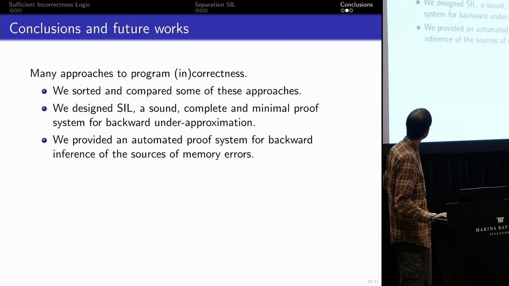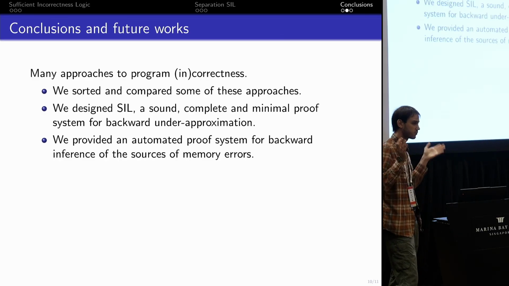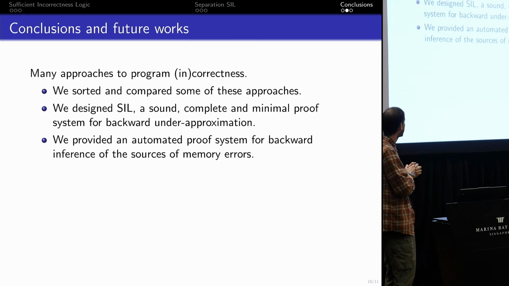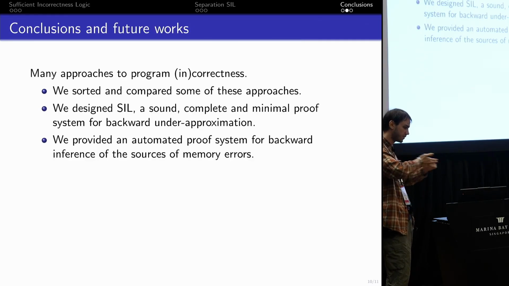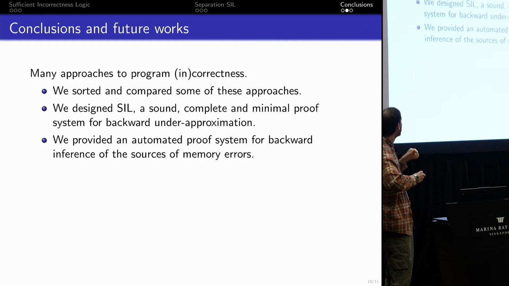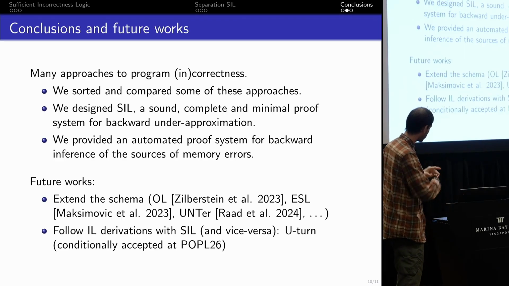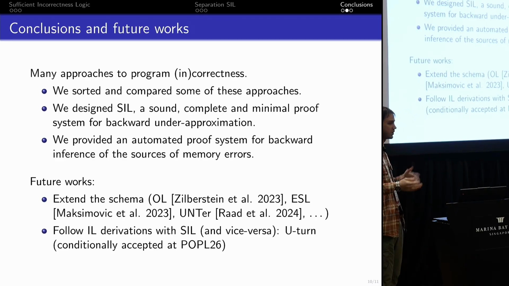So, to conclude, there are, in the literature, many approaches to program correctness and incorrectness. We sorted and compared some of them, and we designed the sufficient incorrectness logic proof system as a sound and complete proof system for backward inference. And we provided an automated, or at least automatable, proof system for backward inference in the case of memory errors based on separation logic. As future work, we would like to extend the schema by including other logics, so as to compare this more complex logic with the basic one that I showed you.